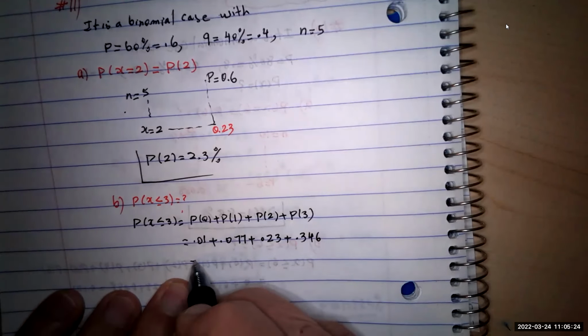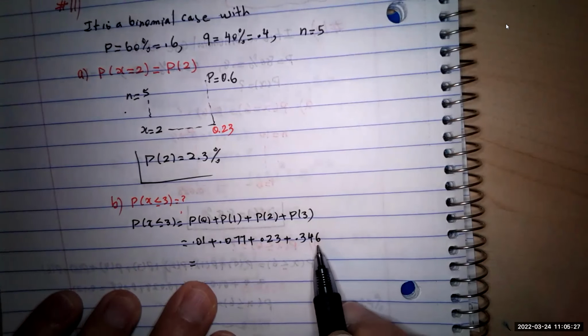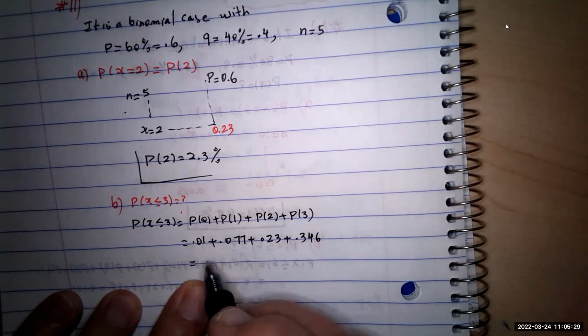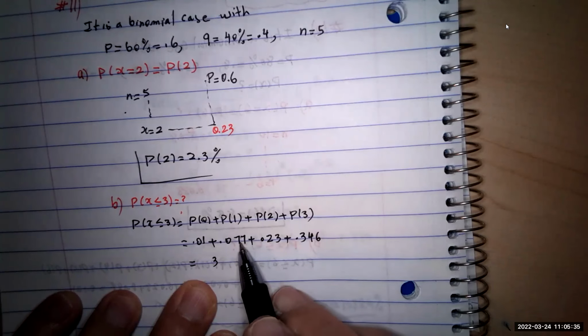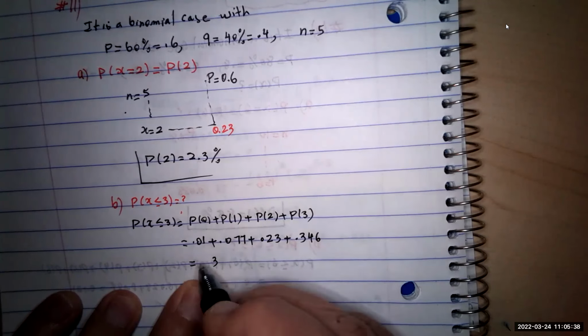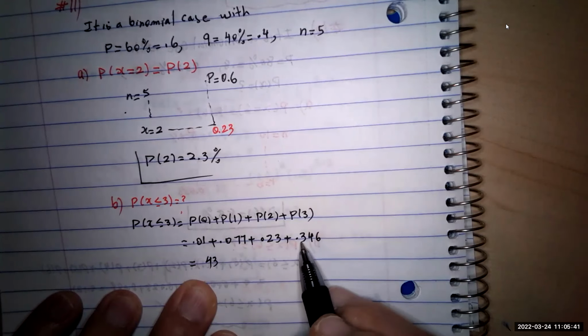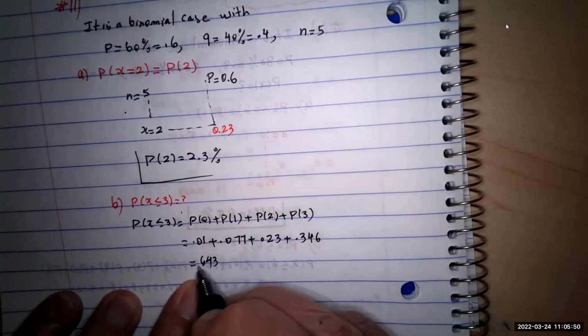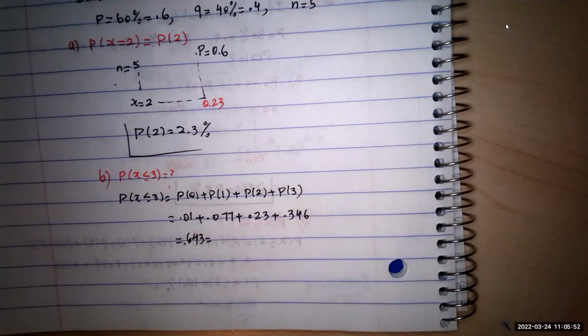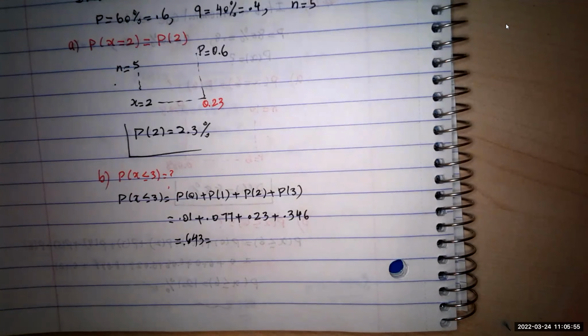So it's going to be equal to what? You can use your calculator to get it. Check it with your calculator, make sure you get the numbers right. So that should give you 0.63.